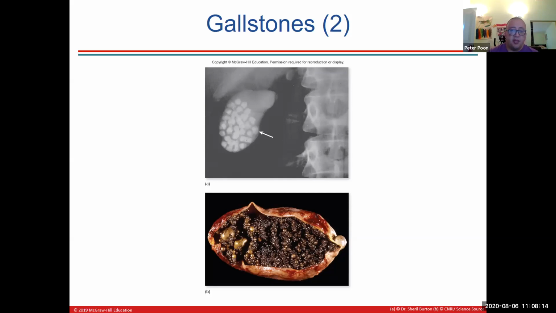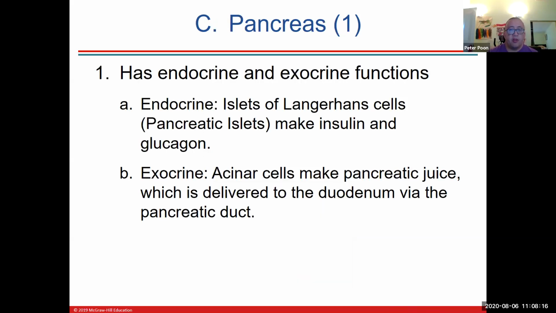Gallstones. Okay. All right, the pancreas. The pancreas has both exocrine and endocrine functions. The endocrine functions are located in the islets of Langerhans, and they make insulin using beta cells and glucagon using alpha cells. Okay, the exocrine function, which we're covering today, makes pancreatic juice.